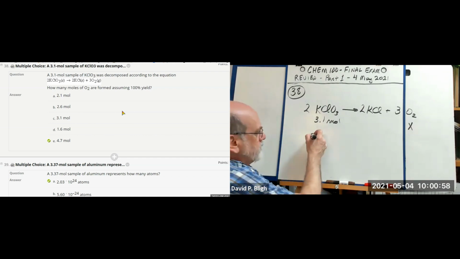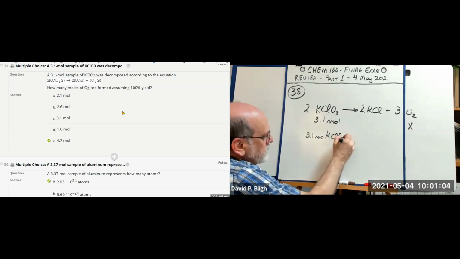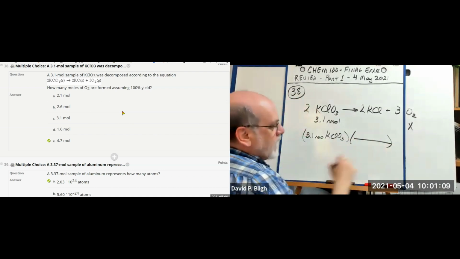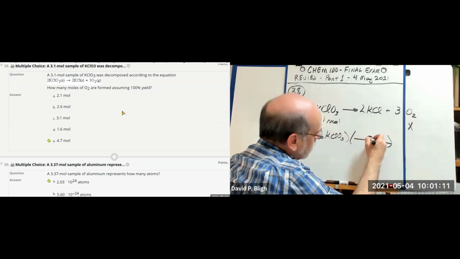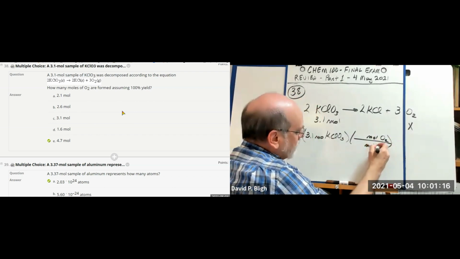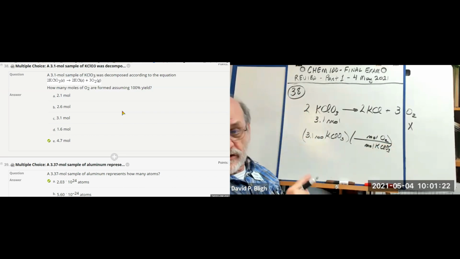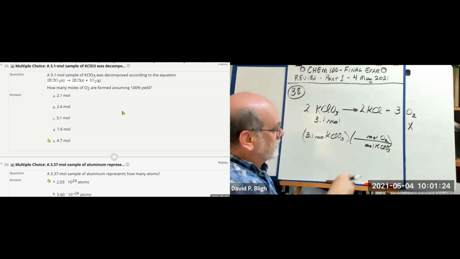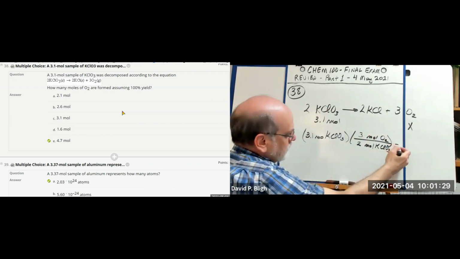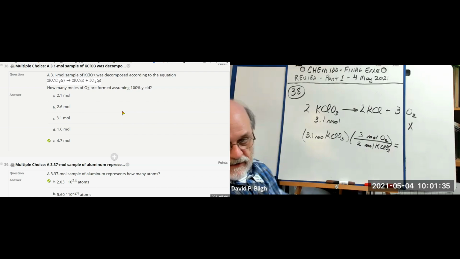So what is the conversion factor? 3.1 moles of potassium chlorate need to be converted to that many moles of oxygen. So moles of oxygen ratioed to moles of potassium chlorate. What's the ratio? The coefficients are always the ratio for this conversion factor. So you have 2 here and 3 there. So 3/2 of 3.1 will give us our answer.